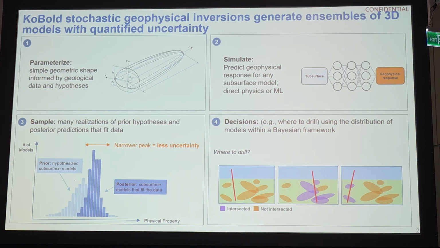But we can also start to ask more interesting questions about, well, how big is this model? Where are the edges of it? And we can specifically target areas where we have lower probability of intersecting the body to answer these questions and gain more information about the subsurface. How deep is it? How steep is it? Those sorts of questions.